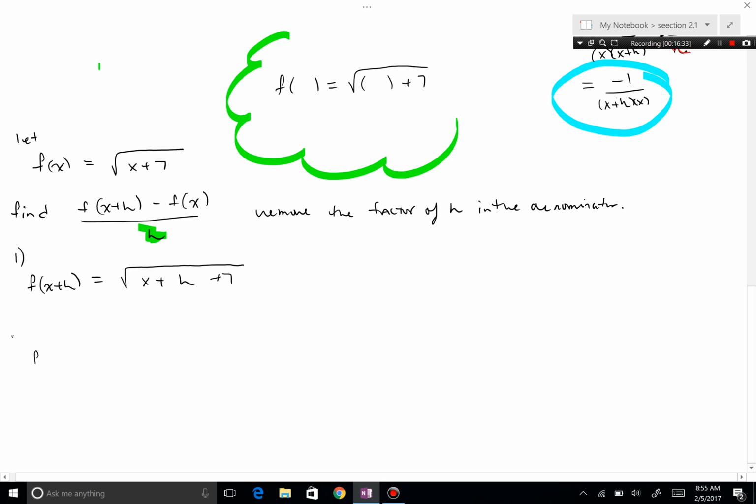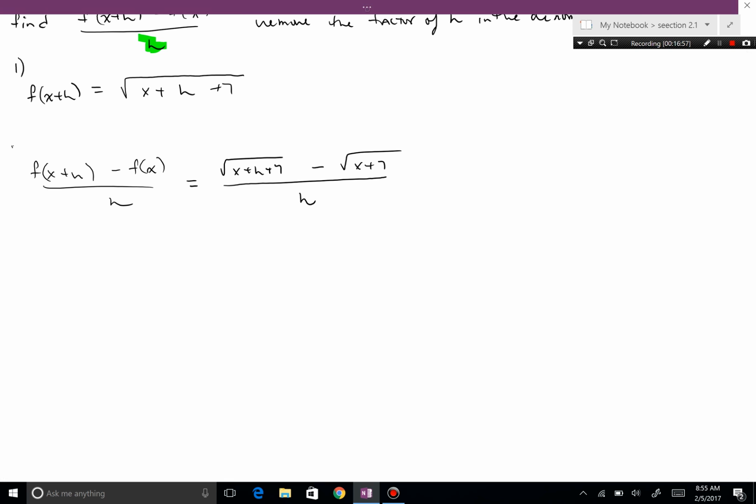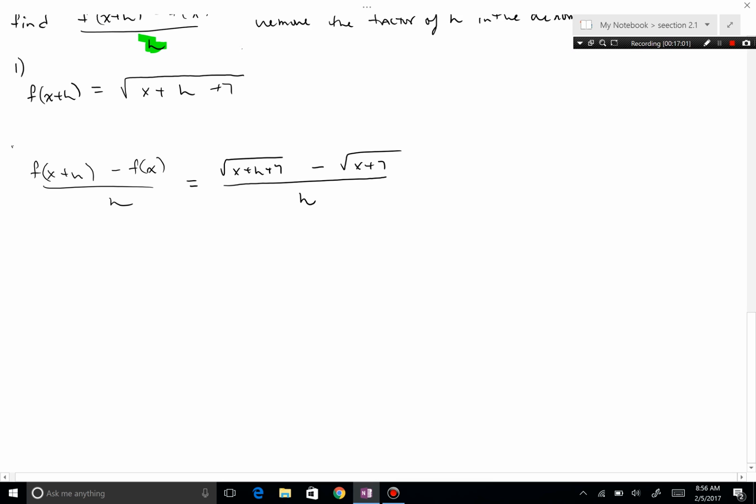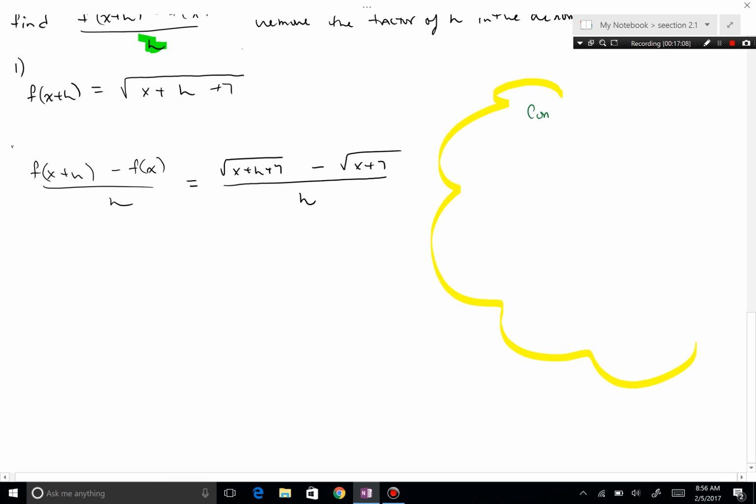So to find this, we have f of x plus h minus f of x over h. And a lot of people are going to say to me some weird stuff right here. This becomes square root of x plus h plus 7, which is the first piece, minus square root of x plus 7 all over h. Now, where do we go from here? All right, so this is where it's going to get good. You need some fancy mathematics, which is really not all that fancy. And this fancy mathematics is called the conjugate.